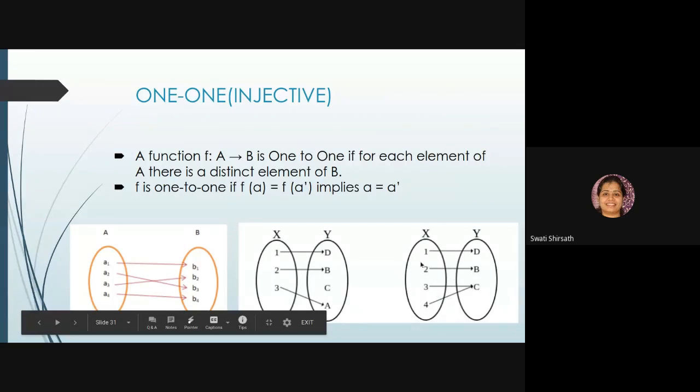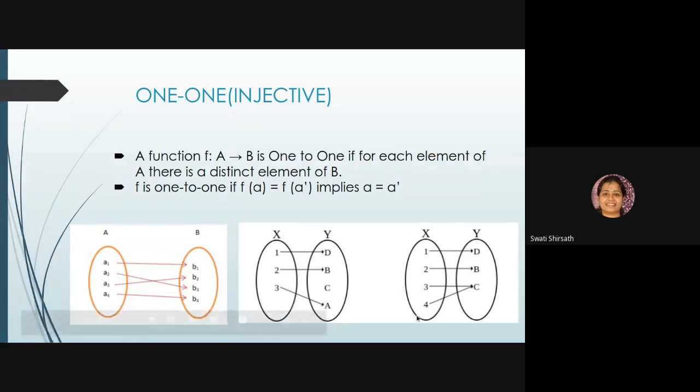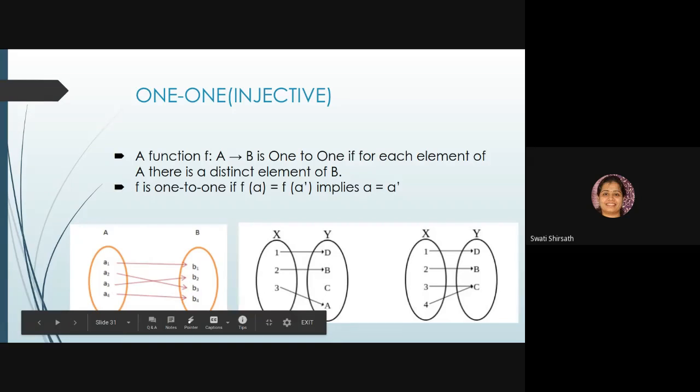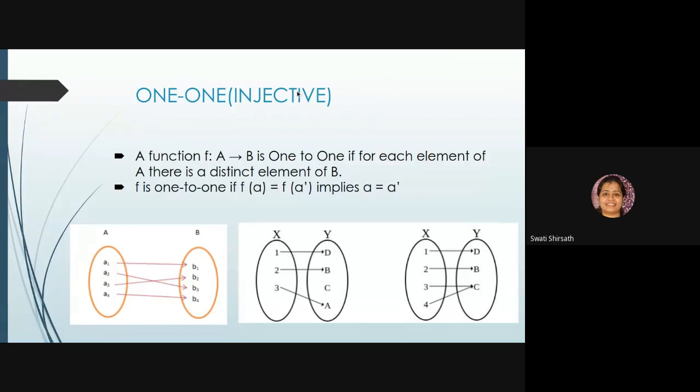Then what about this? Is it a function? Is it a one-to-one function? No. Correct. It is a function, but it is not a one-to-one function. Is there any doubt in one-to-one functions? It is also called an injective function. So, one-to-one or injective function. Is there any doubt?